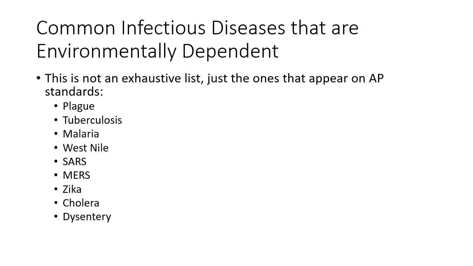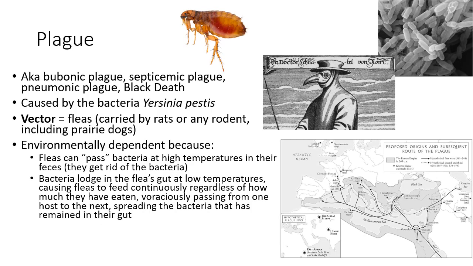All right, but Machupo Bolivian hemorrhagic fever is not one that you need to know for the AP test. These are the ones that you need to know for the AP test. So this is what's on their AP standards, and these are the ones that we're going to focus on. So just getting right into the first one, plague.